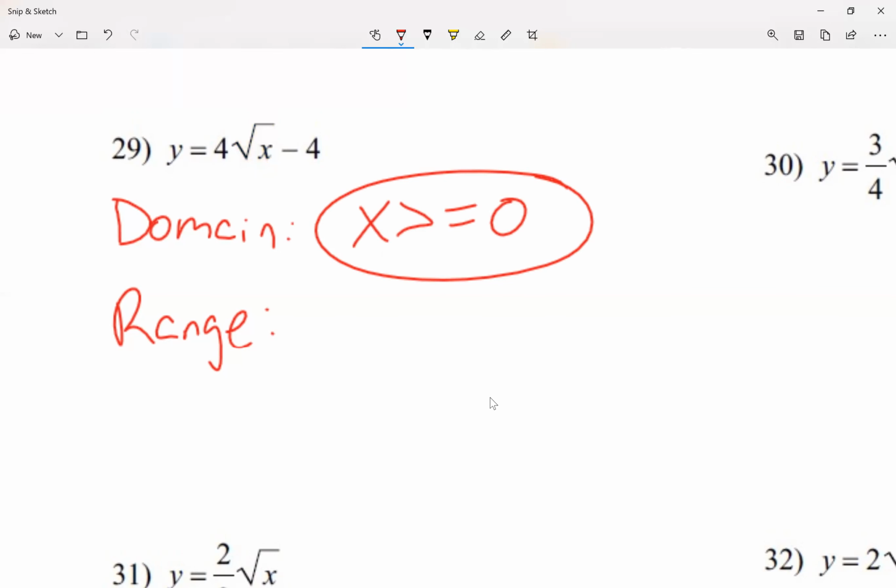Now for my range, let's take a look. The smallest value my domain can be is 0, so the square root of 0. That's going to give me my smallest y value. So here I'm asking what's 4 times 0 minus 4. 4 times 0 is 0, minus 4 is negative 4. So my range is y is greater or equal to negative 4.